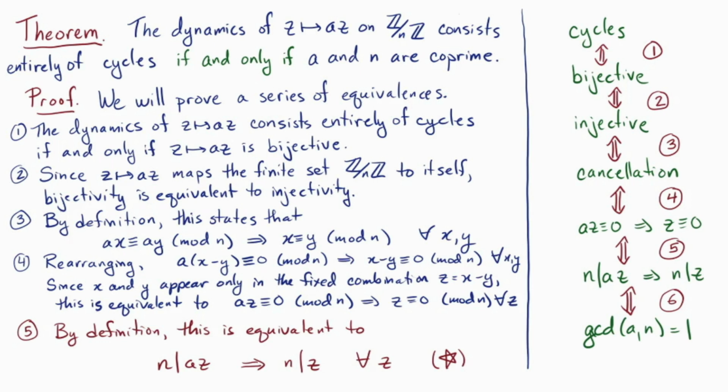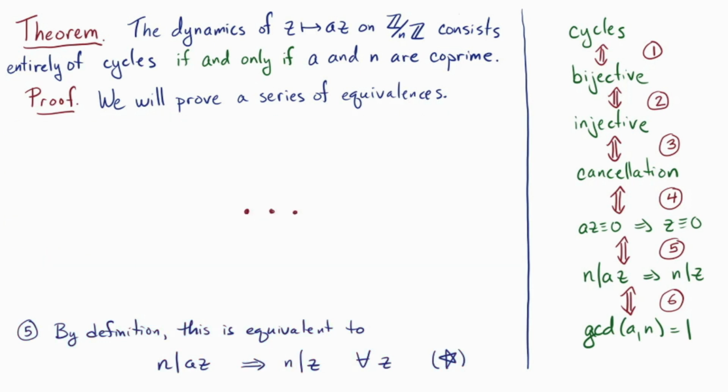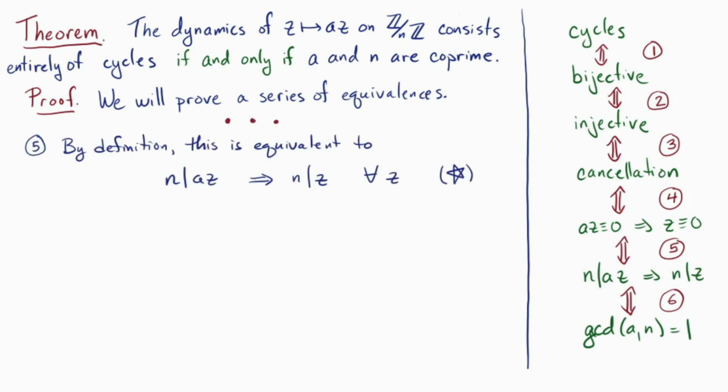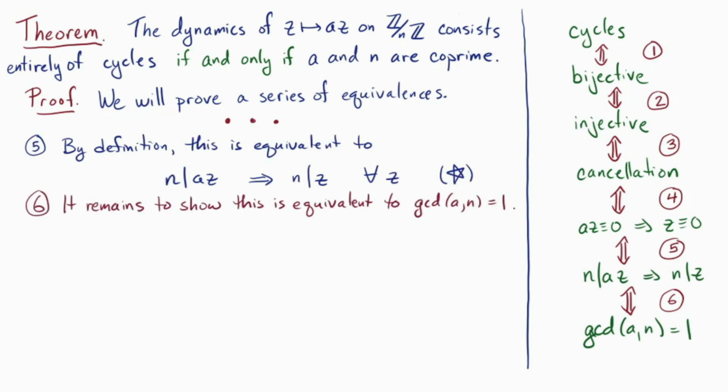So that means we've got most of it already. But I want to make a little room, so I'm going to remove the stuff that we have here, and slide up step 5 to give me room to do the rest of the proof. So what remains to show is that the star is equivalent to GCD of A and N being 1. I'm going to have to do the two directions of this separately, because they're a little bit more involved. So let's do the backward direction first.